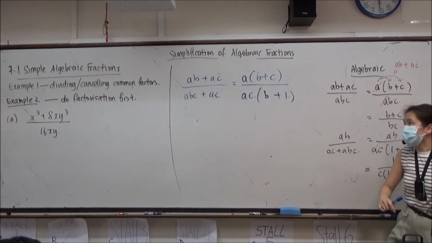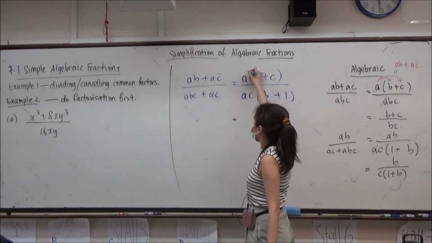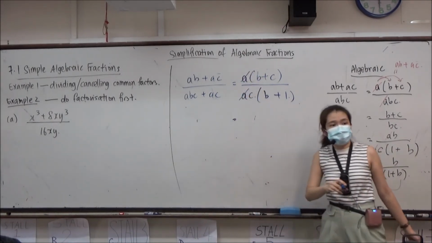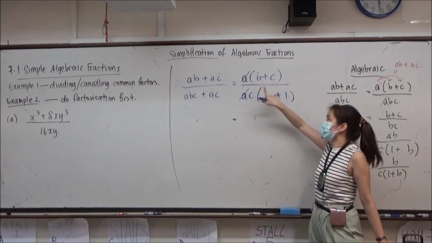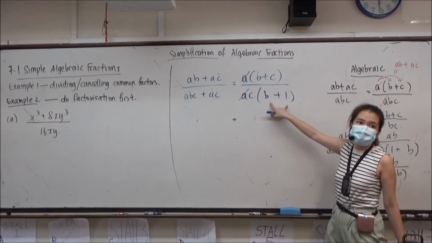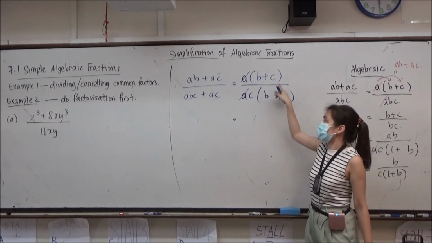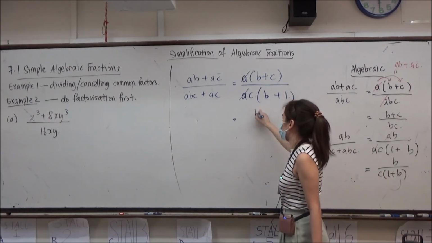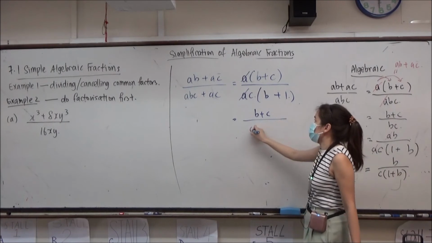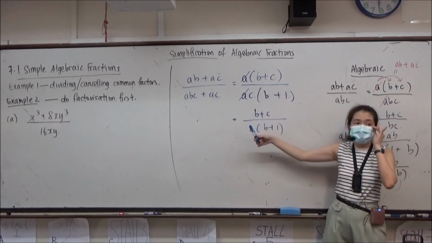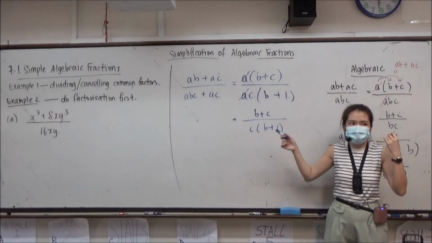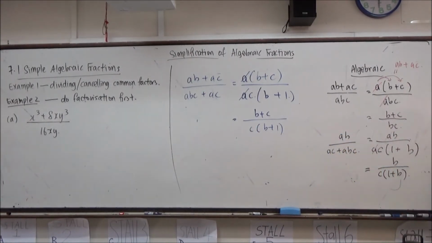Then now I do the cancellation. I can cancel away the A only. Because this thing in bracket is B plus C. The thing in this bracket is B plus 1. They are not the same, so cannot cancel. So the answer at the top, B plus C over C bracket B plus 1. At the top no need to really put brackets anymore because there's nothing to separate out. But even if you put, it doesn't quite affect the meaning. Alright? Any questions?